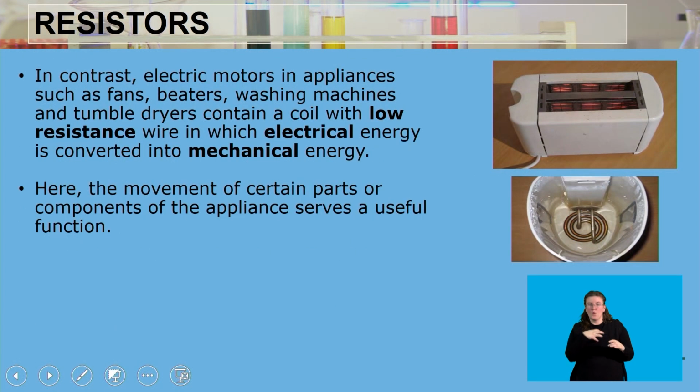Each resistor has its own properties, and because of those properties, we can decide which resistor to use for which function. In the case of a kettle, we use that one because heat is going to be generated.